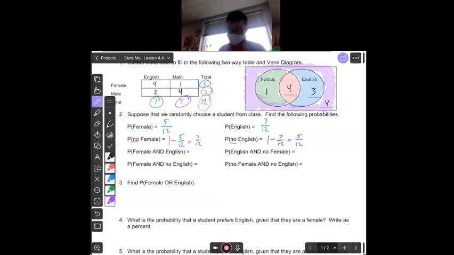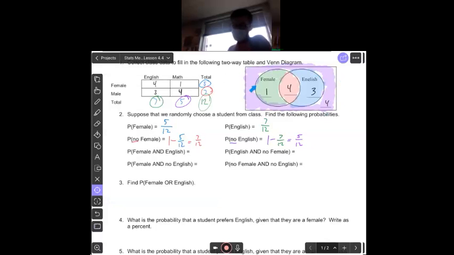So what about the probability of being female and preferring English? We talked about the word "and" yesterday, where that comes from. So it's about the probability of being female and preferring English. Where would we find that? Yeah, in the middle of the Venn diagram. So we're looking at the overlap of those two groups. So we had 4 students that were female and preferred English. So the middle of that Venn diagram.